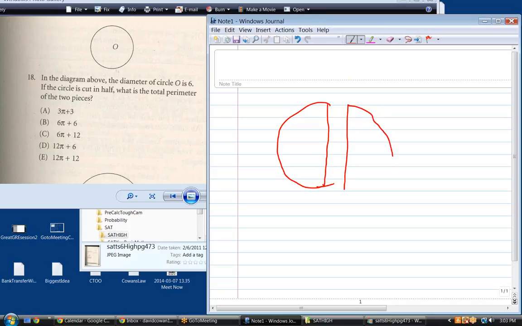Wouldn't it just be 6 pi plus 6? Diameter is 6. Well, so 6 pi would be the original. Mm-hmm. 6 pi would be the circumference of the circle, but once you cut it in half, how much more? You add 12, yeah. So it would be C.